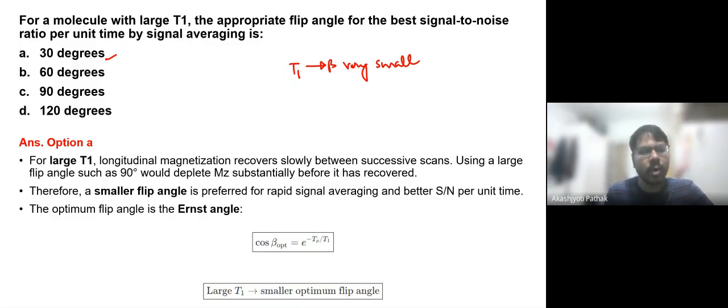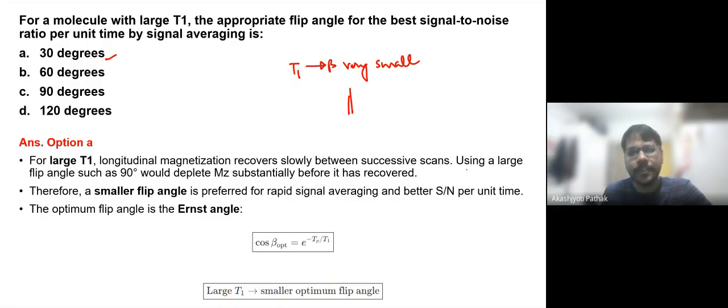For a large T1 value, the longitudinal magnetization recovers slowly between successive scans. When you are applying the RF pulse, there will be growth in the transverse magnetization and decay in the longitudinal magnetization. When the pulse is removed, there will be decay in the transverse magnetization and growth in the longitudinal magnetization. So you have to provide sufficient time to allow the growth of the longitudinal magnetization. Unless the longitudinal magnetization has completely recovered, you cannot apply the next pulse.